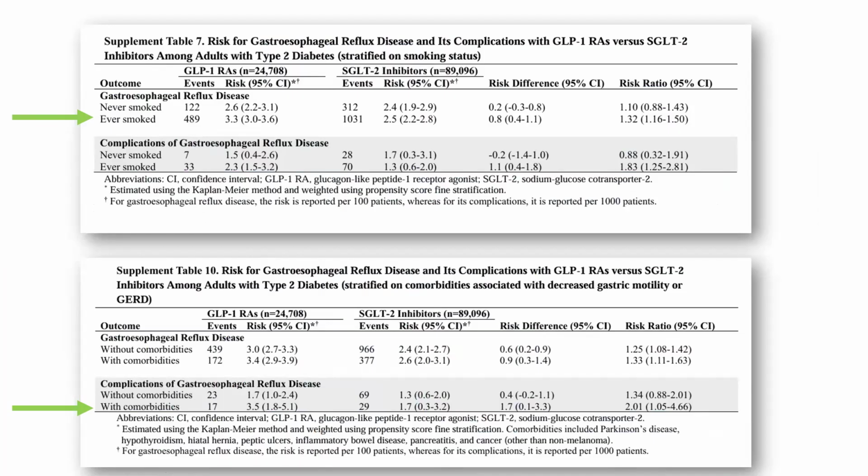If you look at the other secondary analysis, when they looked at smokers, they found that patients who smoked had an increased risk of developing GERD. And in patients who had comorbidities which decrease gastric motility, for example Parkinson's disease, hypothyroidism, hiatal hernia, peptic ulcers, IBD, and pancreatitis, the complication was more.